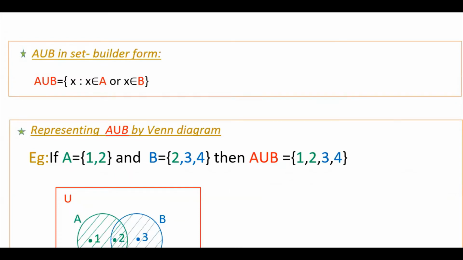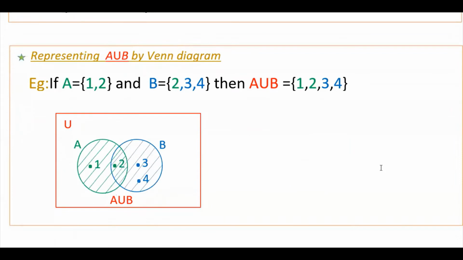And if you represent A union B by a Venn diagram, we know that in a Venn diagram we have to represent the universal set as a rectangle, and the other sets we have to represent by circles. So if you take A is equal to 1, 2, this is set A, and B is equal to 2, 3, 4, then A union B is equal to 1, 2, 3, 4. So you have to represent it like this.